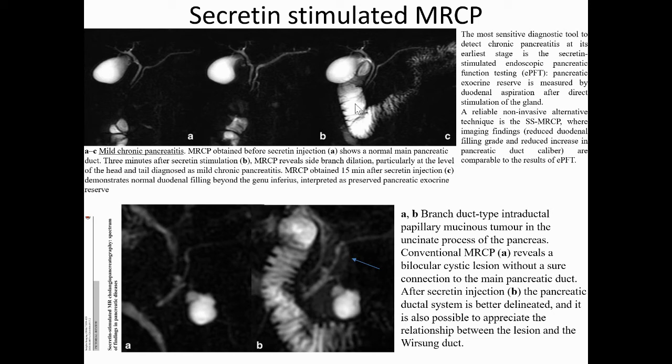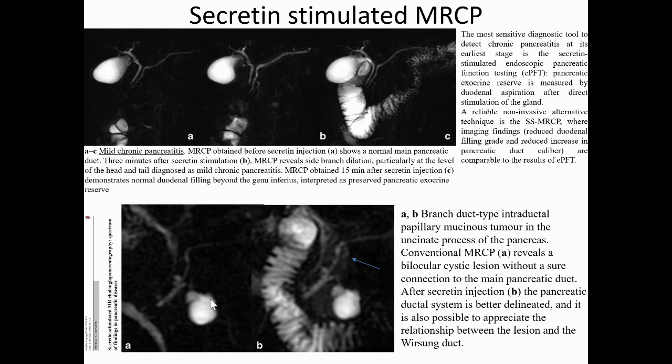However, 15 minutes later, you can see that the duodenum is now filled with hyperintense juice, which is interpreted as preserved pancreatic exocrine reserve. So even though this patient has mild chronic pancreatitis, the pancreas is still functioning properly because the normal hormonal feedback system is still working.